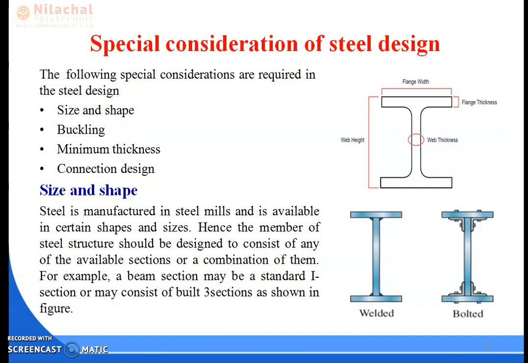Now some special considerations also we have to take for the design purpose. For steel design, there are 4 kinds of special considerations. These are size and shape, second is buckling, third is minimum thickness, and fourth is connection design. So let's come to the size and shape.